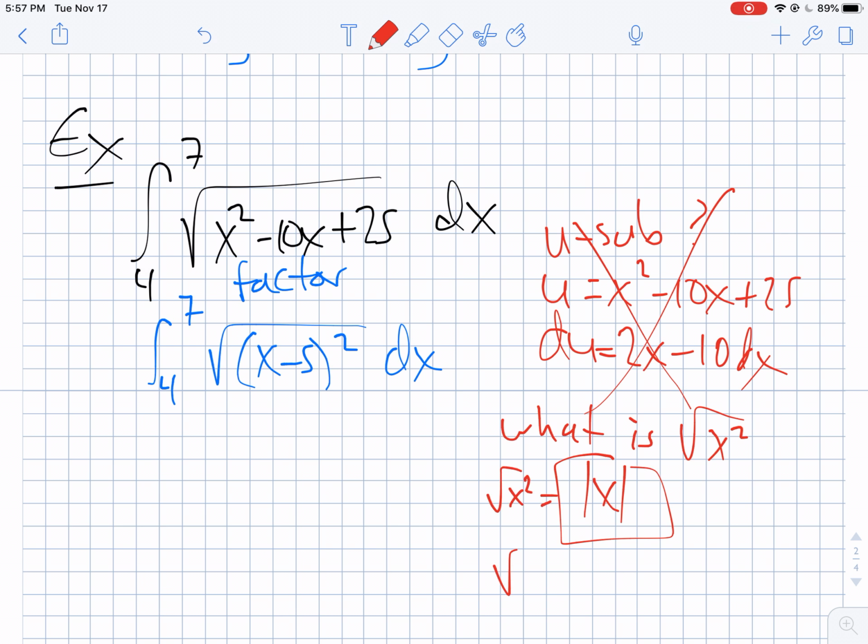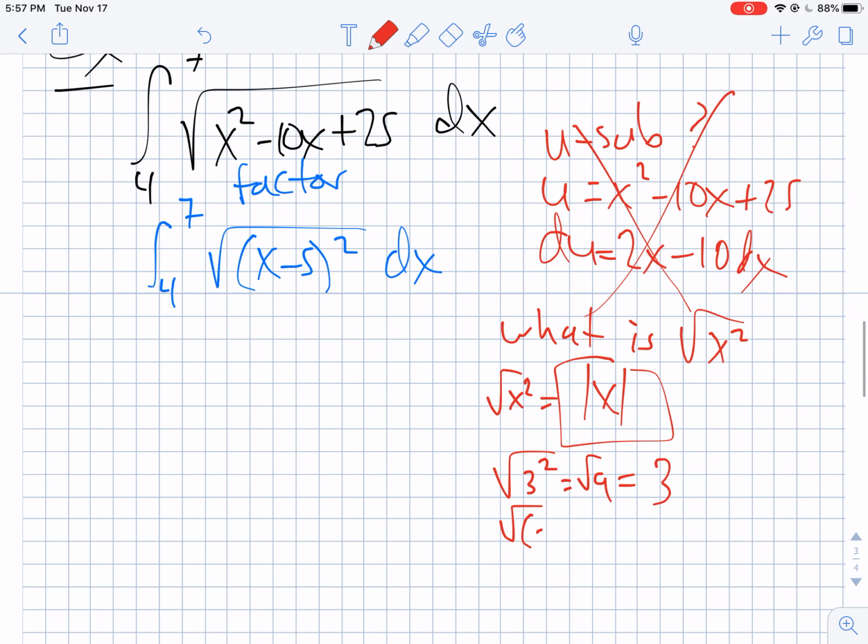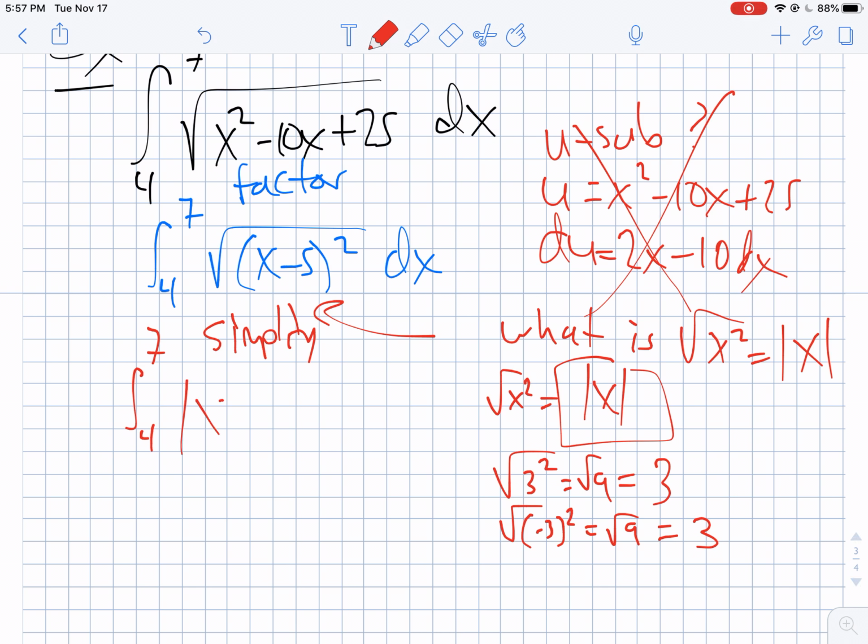And that makes sense because if you take the square root of 3 squared, of course, that's root 9, which is 3. If you take the square root of -3 squared, that's actually the square root of 9, which is also 3. So it just takes the absolute value. So that's a cool trick. The square root of x squared is not just x, it's absolute value x. So what that means is you can use this to simplify and write this as the integral from 4 to 7 of absolute value x minus 5.